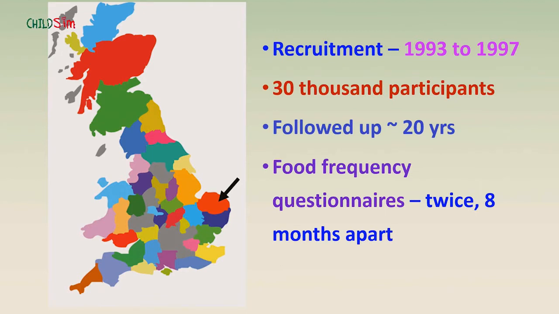They were asked to complete a food frequency questionnaire. They were also asked to complete questions about their exercise frequency, and they were asked twice during the survey period, with the two periods 8 months apart from each other. Then the participants were followed up for up to 20 years for health-related events.